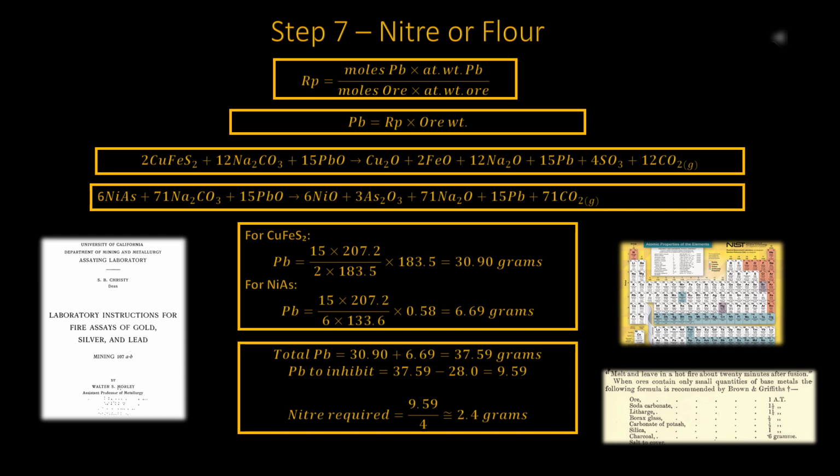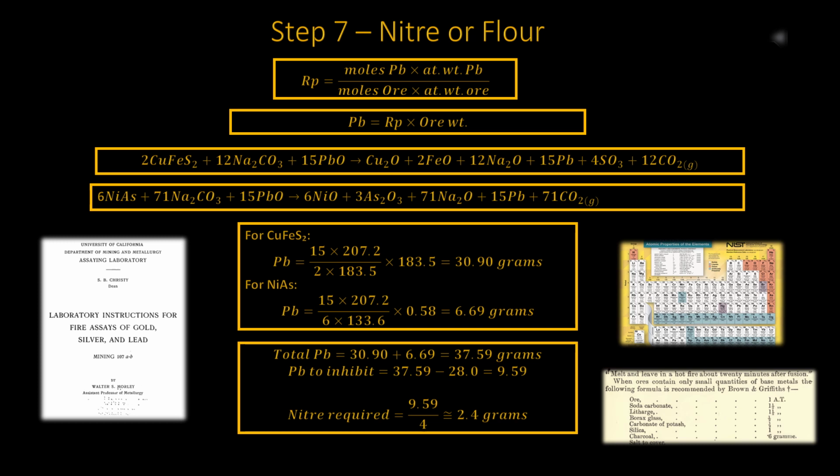9.59 grams of lead must be inhibited from being formed. Therefore, niter is used. The potassium nitrate has an inhibiting factor of 4, and therefore by dividing the amount of excess lead by the factor of 4 will give us the amount of niter required to inhibit the 9.59 grams that would be in excess. The constant 4 is the oxidizing power of niter.